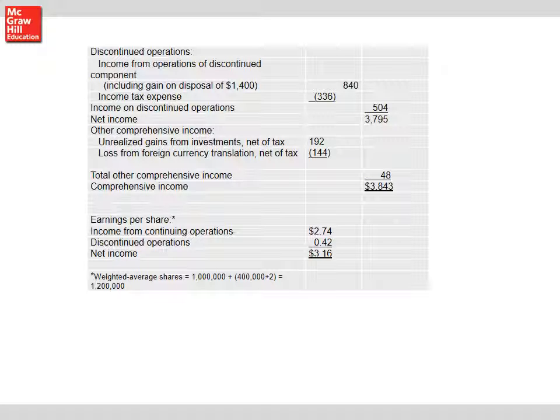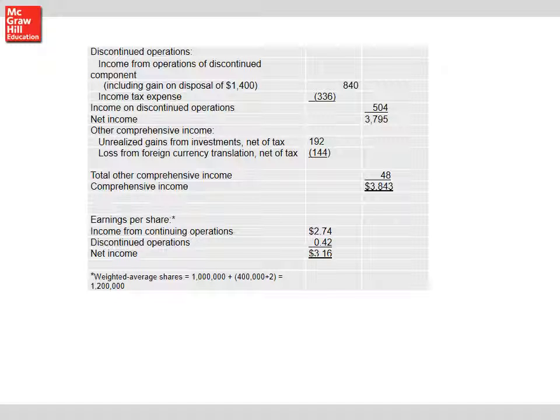They'll have to pay income tax on that of 40% of $840 or $336. So the actual income from this gain is $504 after paying those taxes. Take the $504, add it to your income from continuing operations to get $37.95 net income.